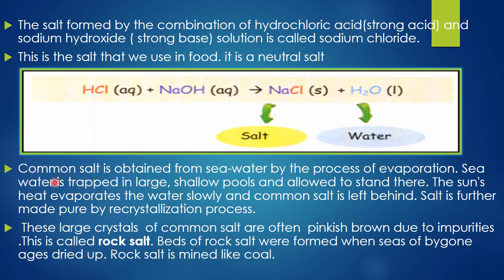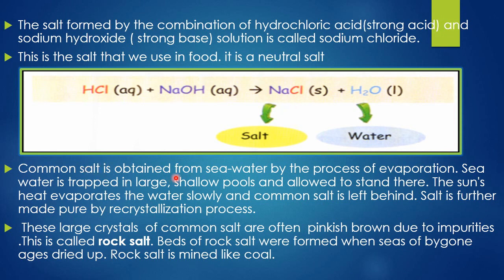Sodium chloride is obtained by neutralization reaction. When hydrochloric acid reacts with sodium hydroxide, we get this salt, sodium chloride, and water. The sodium chloride is used in food also, and it is neutral in nature because it is formed from a strong acid and a strong base. So the solution of sodium chloride will have a pH of 7, so it's neutral.